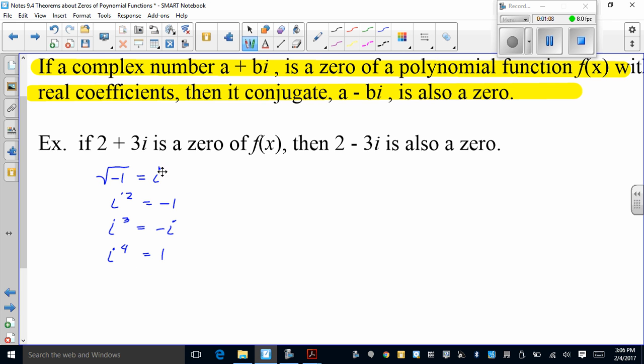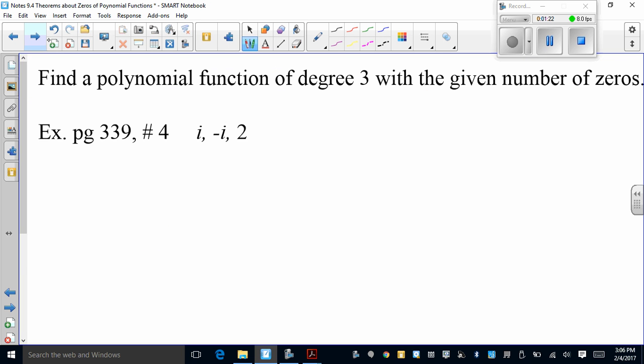This is going to come in handy. This is the one you'll use the most. I should never have an exponent on it. You should always be able to get rid of that exponent. Okay, so let's look at what they're telling us to do on these ones. Find a polynomial function of degree 3 with given zeros. They gave us i, -i, and 2.